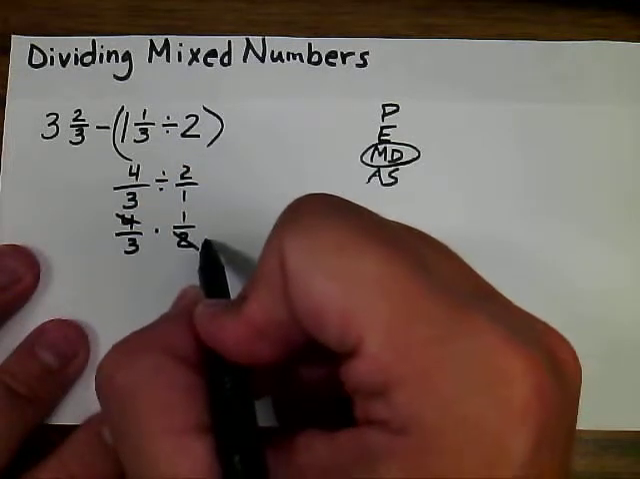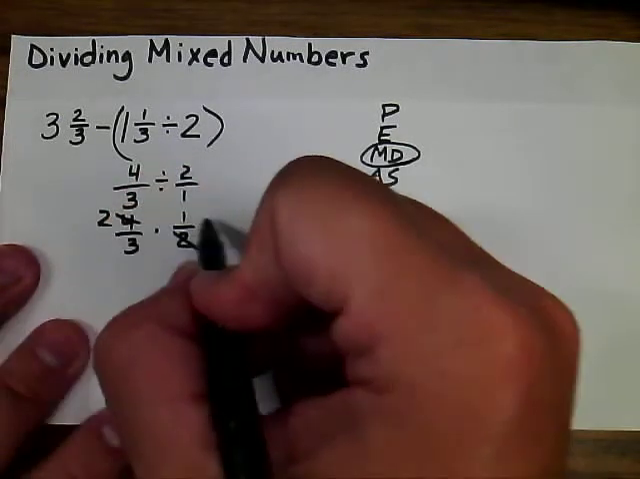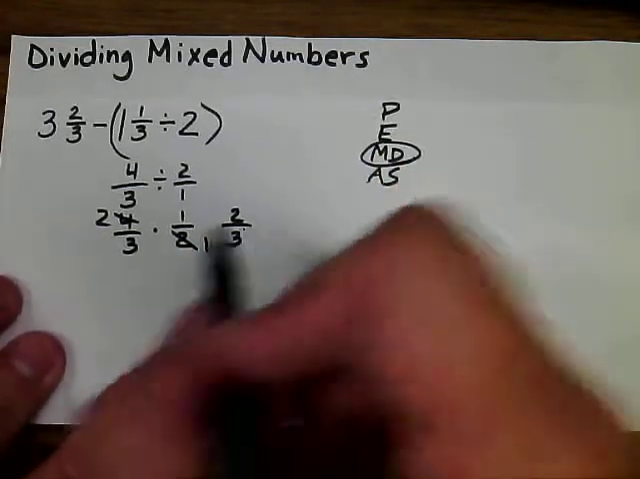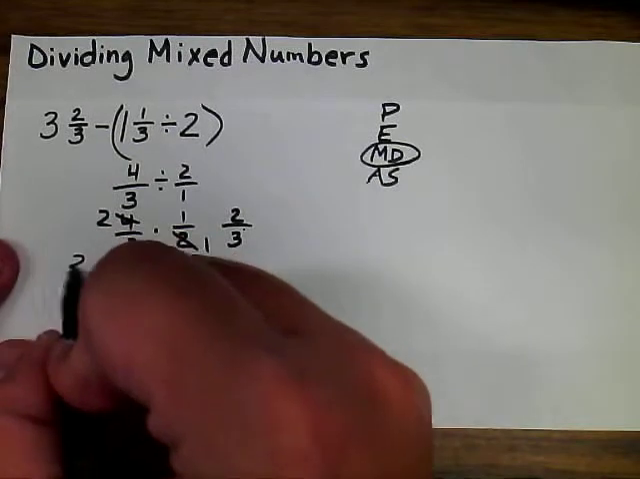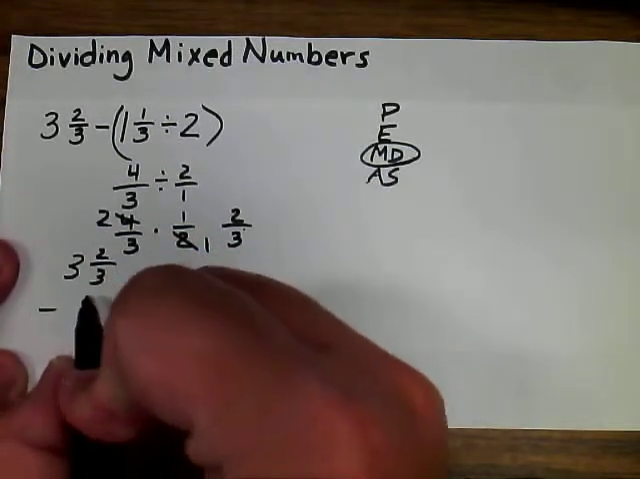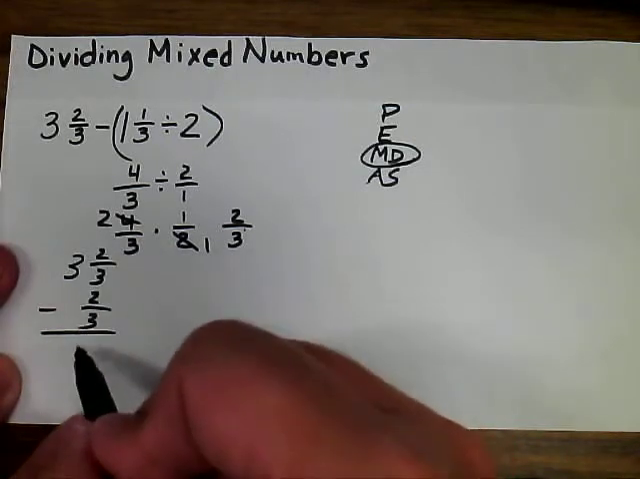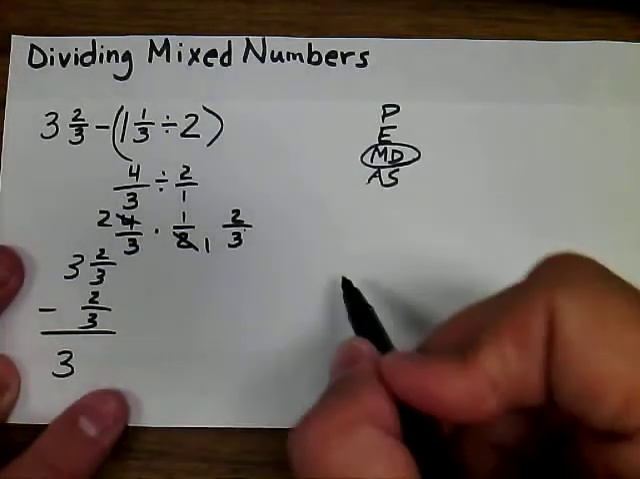These are both divisible by a factor of 2. 2 times 1 is 2. 3 times 1 is 3. Now we have the fraction 2/3, which must be subtracted from 3 2/3. This is an ideal situation because no work really even needs to be shown. You're just subtracting 2/3 from 2/3, giving you the answer of 3.